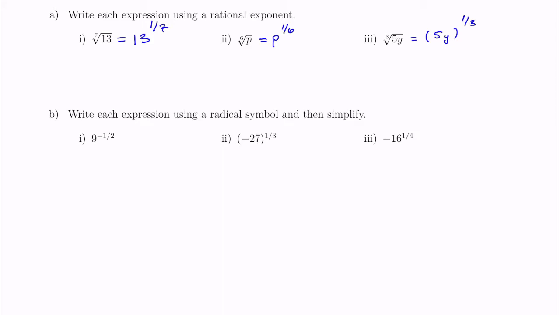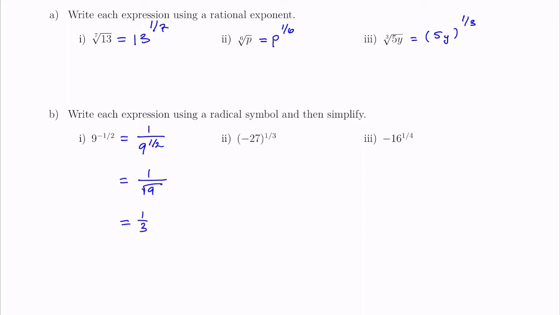So in part 1, we have 9 to the negative 1/2. The first step will be to evaluate the negative component of that exponent, and negative exponent means 1 over, so I'll rewrite 9 to the negative 1/2 as 1 over 9 to the positive 1/2. Now 9 to the 1/2 is the same thing as the square root of 9, so this is really 1 over root 9. And knowing that the square root of 9 is 3, this becomes 1 over 3.